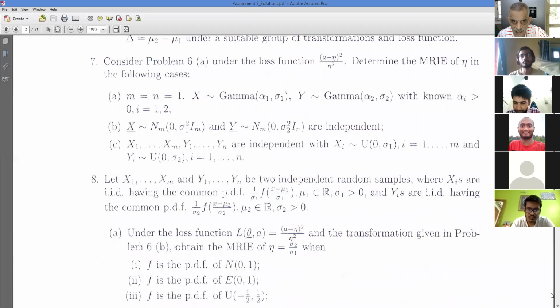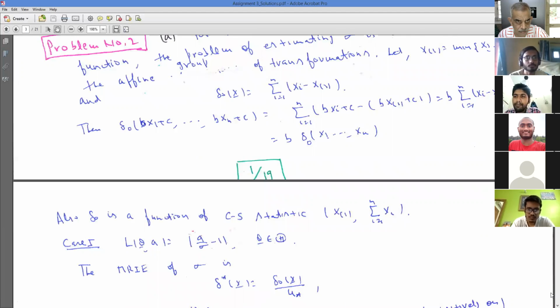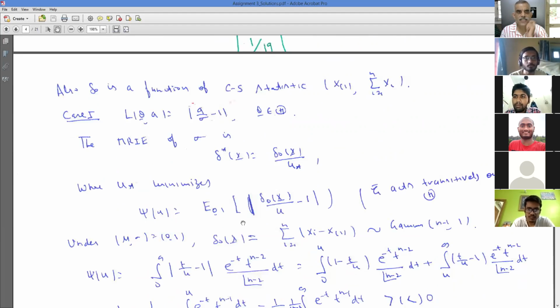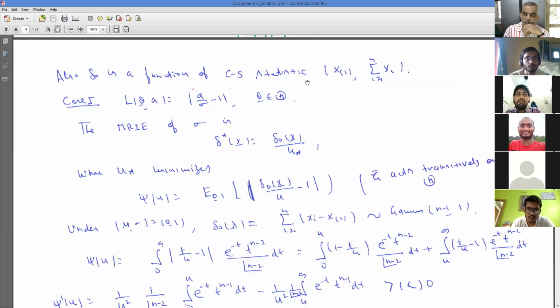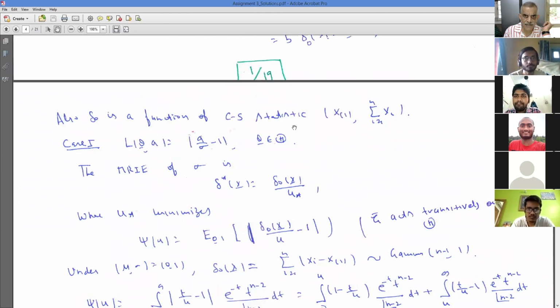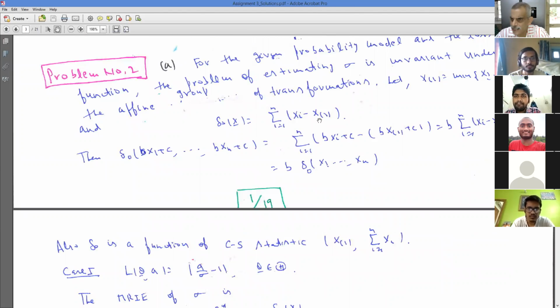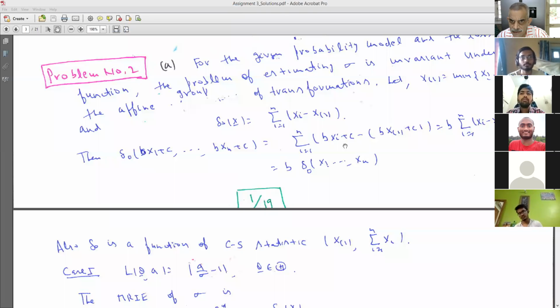So I've summarized how the solution would look. Problem number 2b. This is what I'm saying. Your loss function is this. Everything is invariant. There is a complete sufficient statistic. Delta naught, which I have chosen because it is a sigma, right? A natural estimator of sigma I can choose as summation i equal to 1 to n of xi minus x1, because its distribution is known to me. I know that this delta naught satisfies delta naught of bx1 plus c, bxn plus c, which is the same as summation i equal to 1 to n of bxi plus c, minus the minimum of bx1 plus c, bx2 plus c, and bxn plus c.